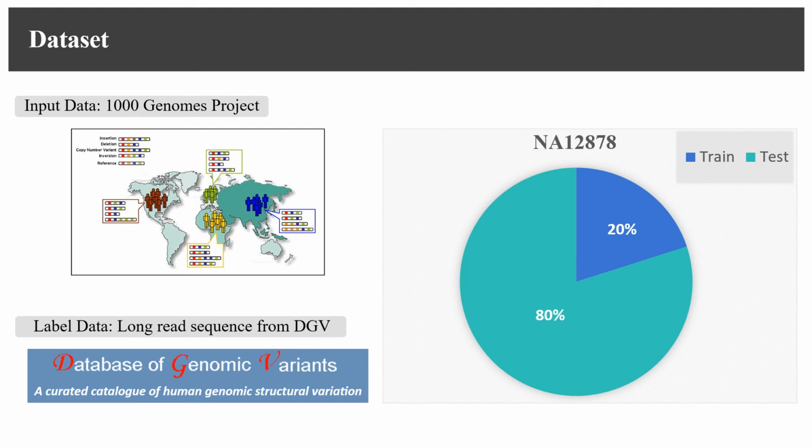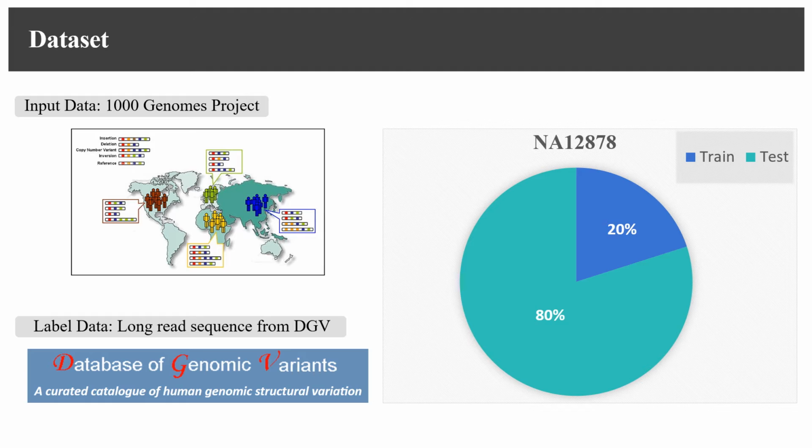We obtained short-read sequencing data for NA12878 from the 1000 Genomes Project and used this as our input data. The gold standard CNV result for this NA12878 genome sequence is available in DGV, the Database of Genomic Variants. We use this as our label data.